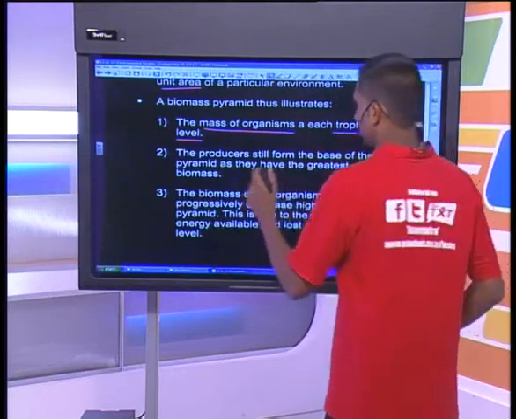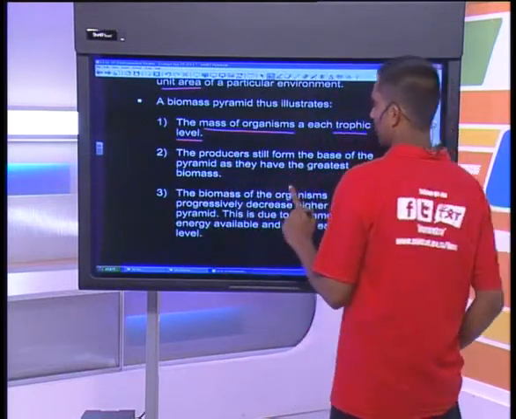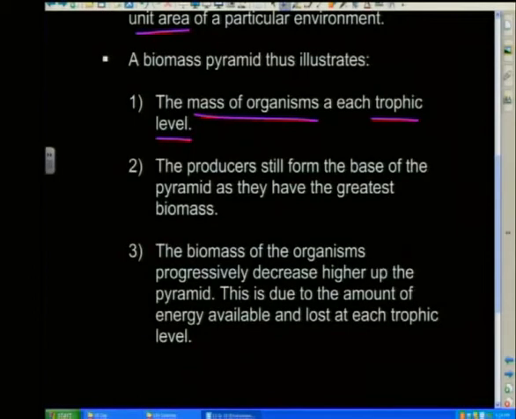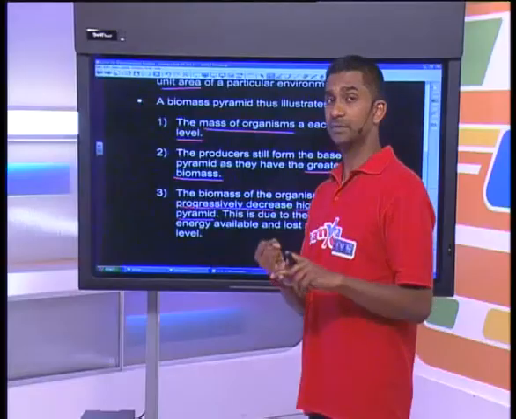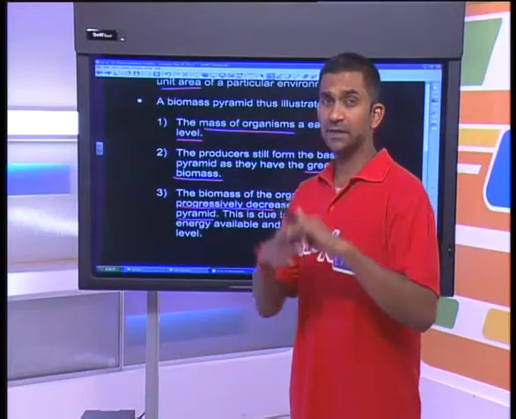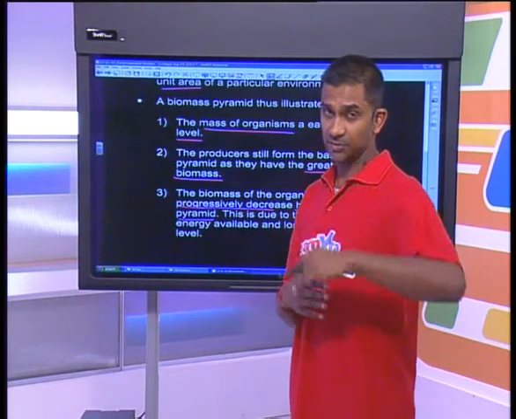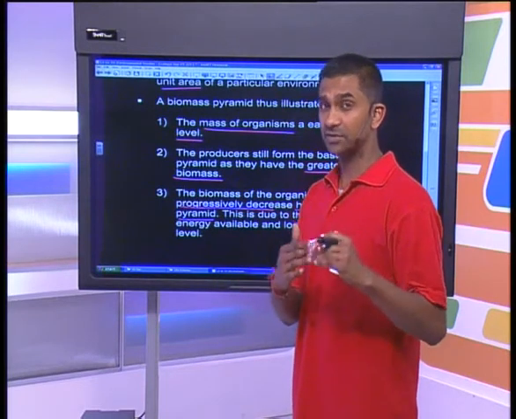Also, a pyramid of biomass will show you that the base would be the greatest, in that it has the most amount of energy in it. The biomass of an organism progressively decreases, as we'd seen in the other food chains, as we move higher up the food chain. We saw that in the energy pyramid, we saw that in the food pyramid, that as we go up the trophic levels, the number of organisms decreases.